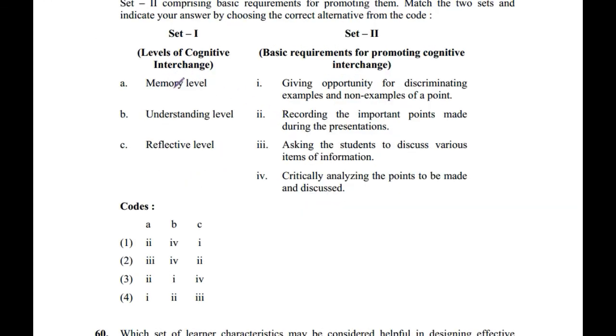So here the memory level would be matched with recording the important points made during the presentations. Understanding level will match with giving opportunity for discriminating examples and non-examples of a point. And reflective level would be matched with critically analyzing the points to be made and discussed. So our correct sequence would be 2, 1 and 4. The third one is the correct answer.